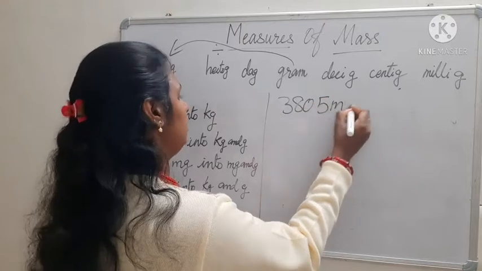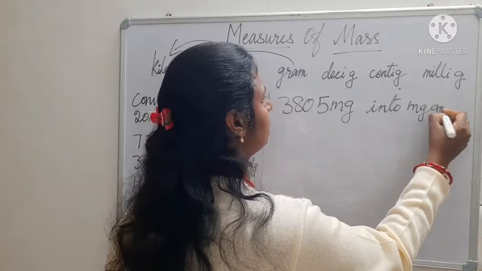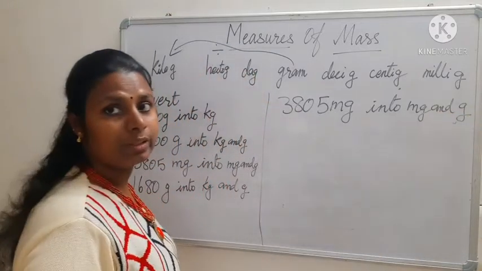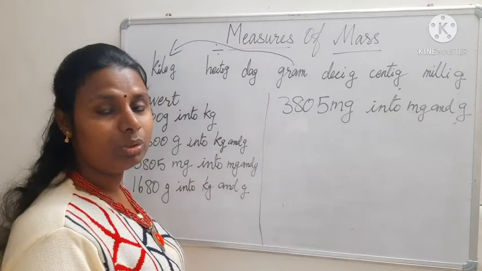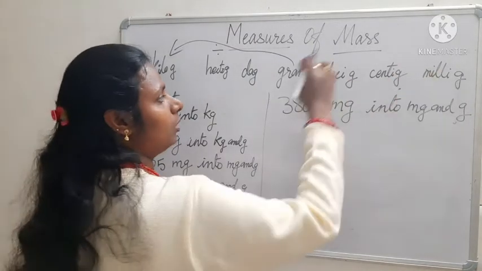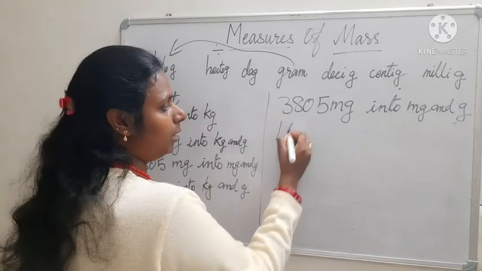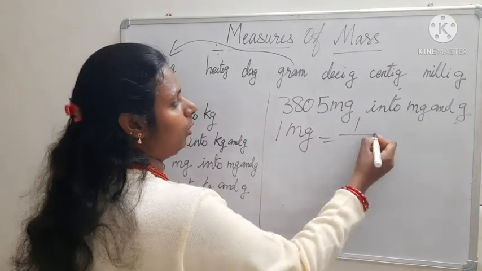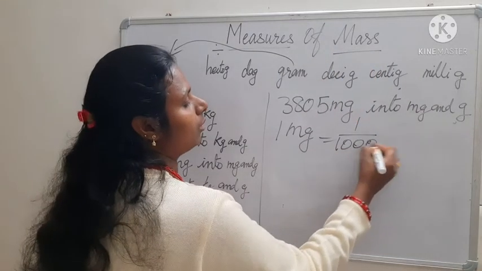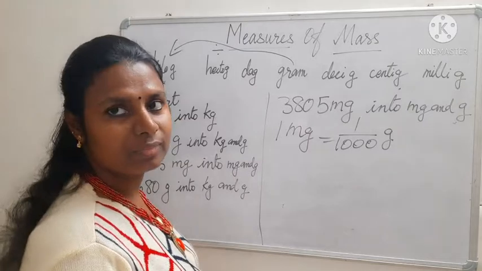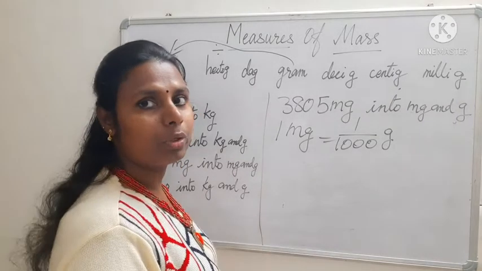3805 milligram into gram and milligram. Okay. So now milligram is here. We are going to convert this one into gram, milligram to gram. So from lower units to higher units. So 1 milligram is equal to 1 upon, from here to 10, from here to 10, from here to 10. So 1000 gram. Okay. So 1 milligram is equal to 1 upon 1000 gram.